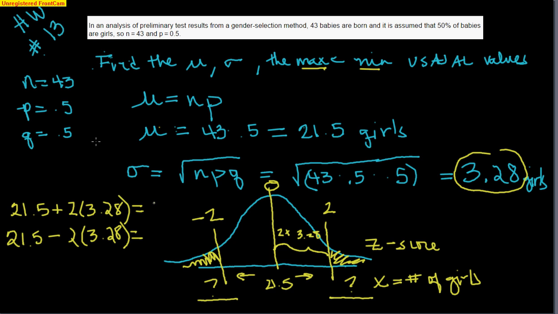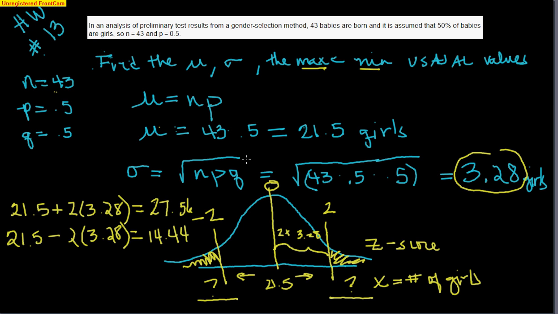And we will get 27.56 for our maximum and 14.44 for our minimum. So those are our boundaries there. And what does that mean? It means if you have 43 births, if you have more than 27.56 girls, that would be unusual.